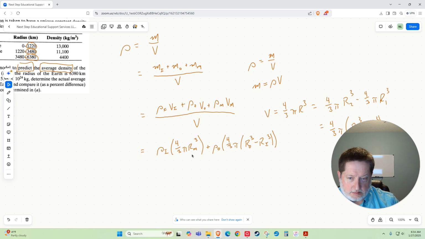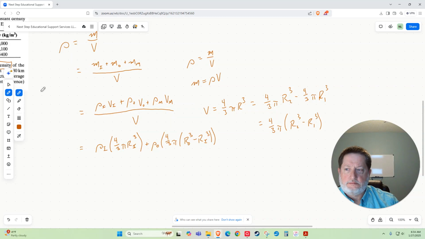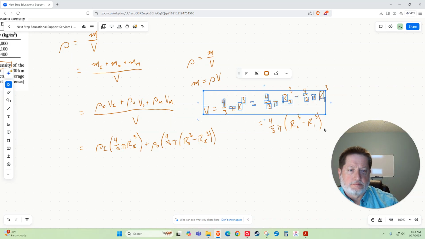I need to go back and fix an oops here. That's the radius of the inner core back there. If you caught that, good on you. And I'm going to make some room here.